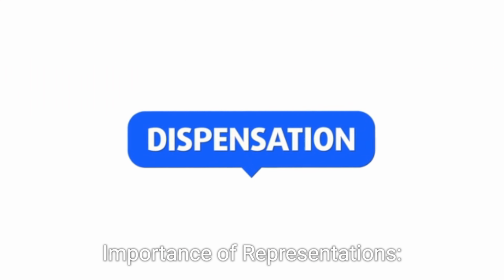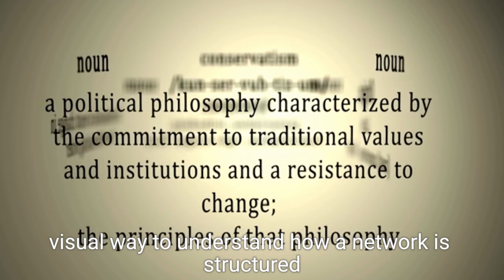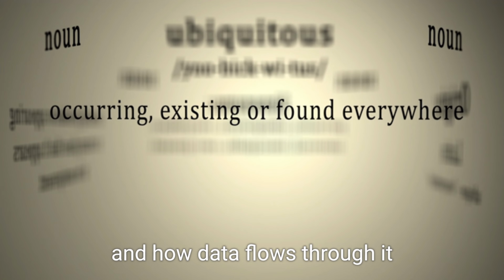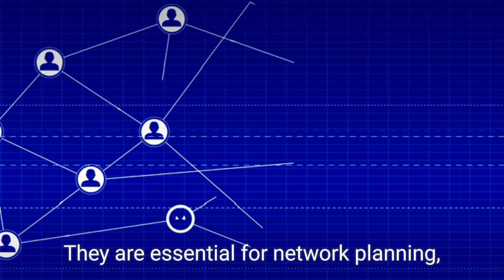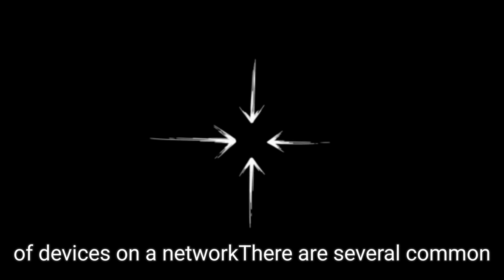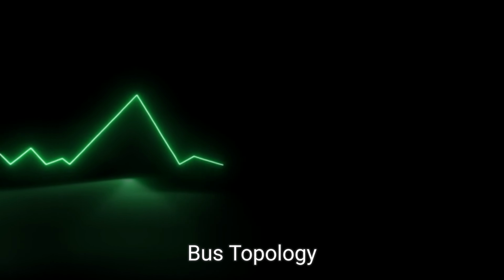Importance of representations. Network representations provide a clear, visual way to understand how a network is structured and how data flows through it. They are essential for network planning, troubleshooting, and documentation. Network topologies. Network topology describes the geometric arrangement of devices on a network. There are several common network topologies.